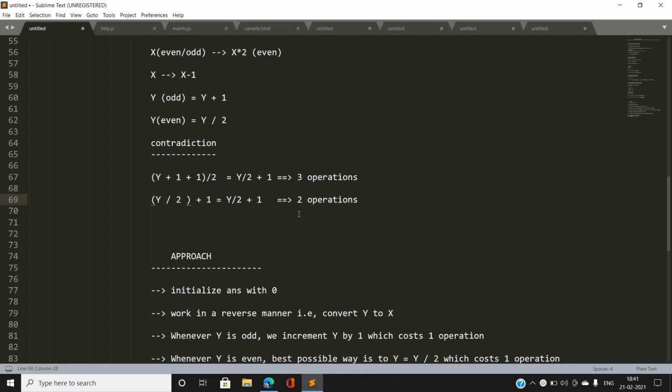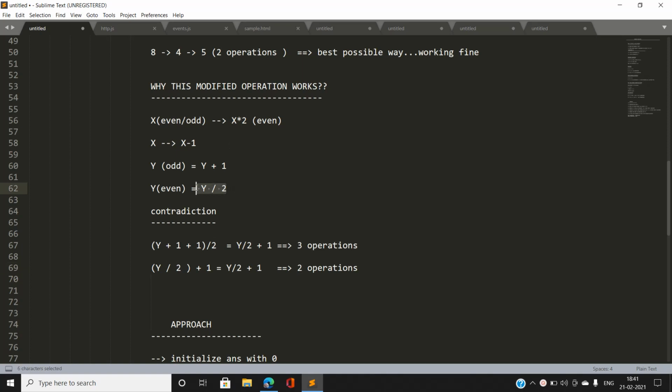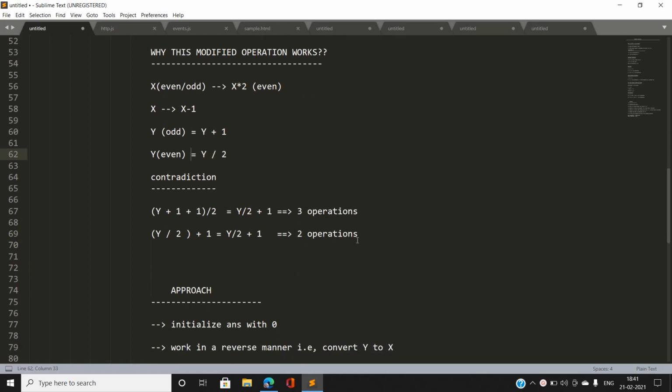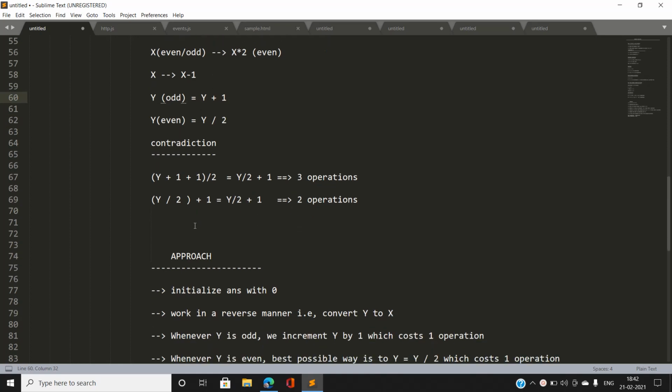So our best case is, if y is going to be even, first divide by 2, that is always do the division operation. Okay, that's why, if y is going to be even, I'm going to divide it by 2, and if y is going to be odd, I'm going to increment my y by 1. Note that this is the proof that I have used. It cost me 3 operations versus 2 operations, that is using first division, which is equivalent to these two statements, as you can see.